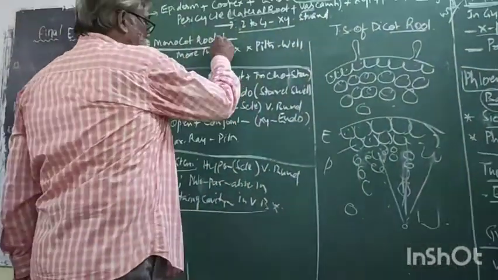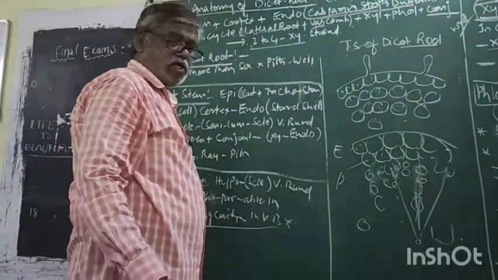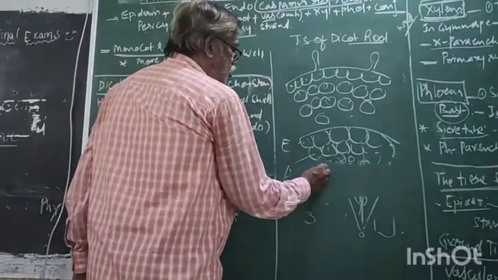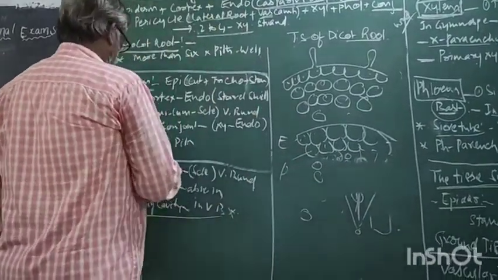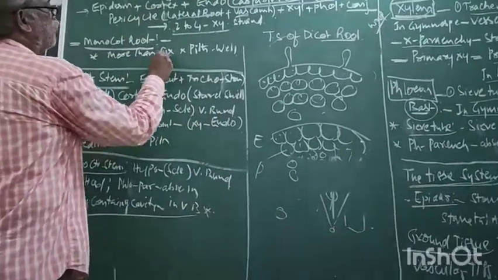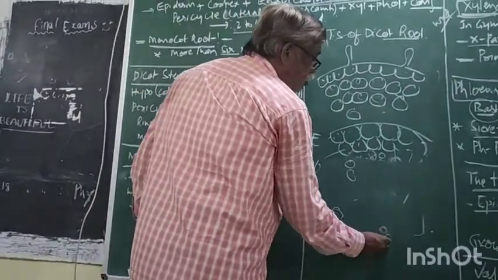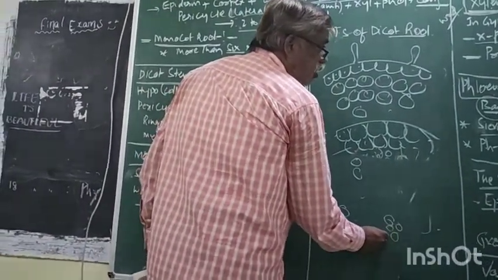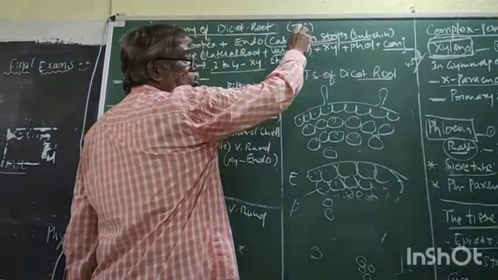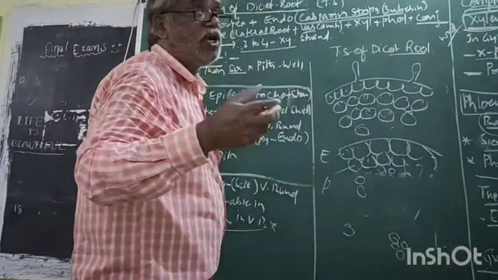Now monocot. It is the same as this, but the xylem strands are more than 6. More than 6. The pith is well developed. This pith area is made of parenchyma. The pith is present in the dicot root and also the monocot root, but the monocot root has a more well-developed pith.